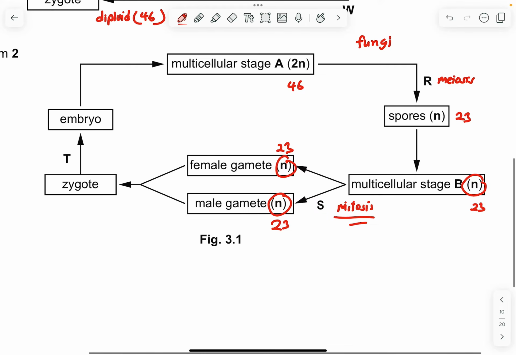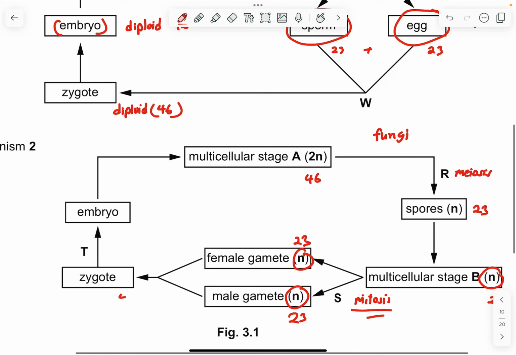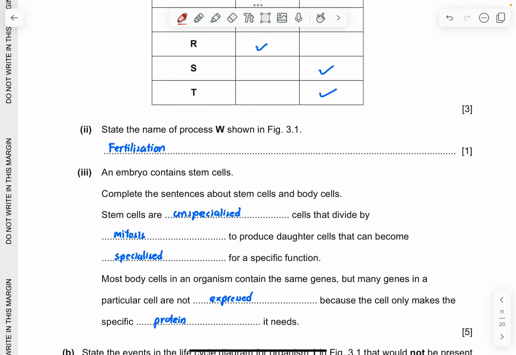Then what happens at T? Zygote to embryo. Same thing for the previous one. If you have 46 here, embryo is also 46. So it is diploid to diploid. So this undergoes mitosis. So that is the answer for this one.